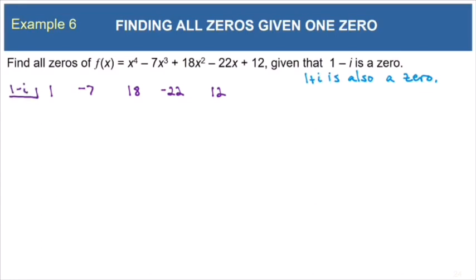Now, is it a little more complicated to do synthetic division with a non-real number? Yes, it is. But it's okay. You'll just have to remember that when we multiply complex numbers together, we use the FOIL method. And remember that i squared is equal to -1.